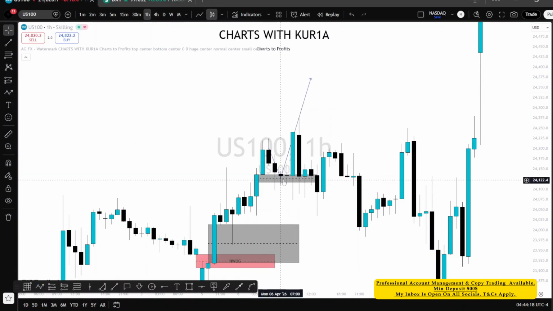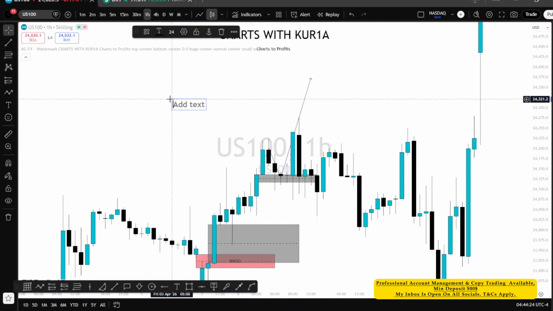IRL, internal range liquidity, to external. So that is the protocol that we label as IRL to ERL. So basically, we want price to tap into an internal range liquidity and then displace to external range liquidity.